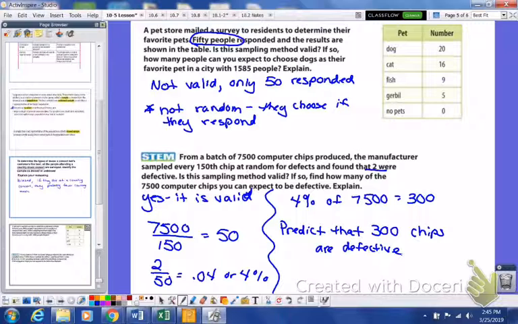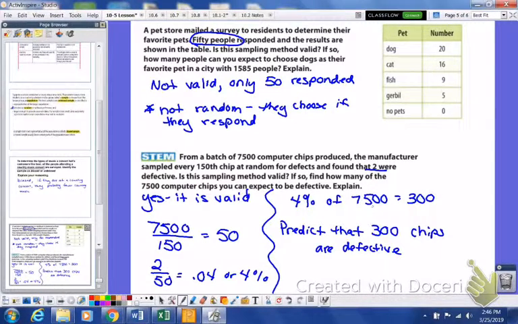Okay, so we decided that yes, it was valid. Given that it was valid, we found that we're checking every 150th chip, so that means we checked 50 chips total. So if 2 out of the 50 were defective, that tells us that 4% of our total chips are defective. So we can predict then that 4% of 7,500, which is 300, are defective.